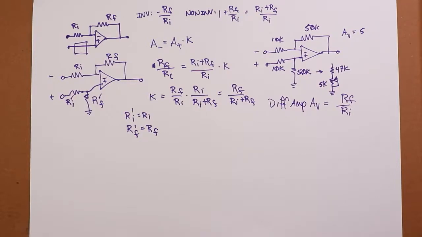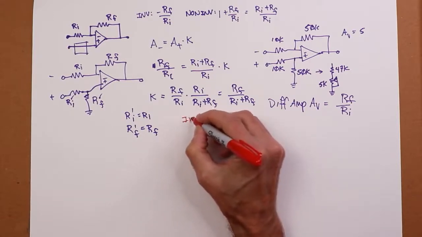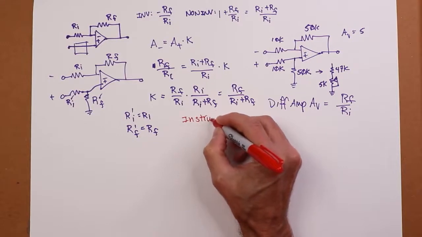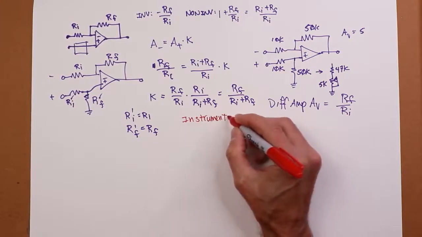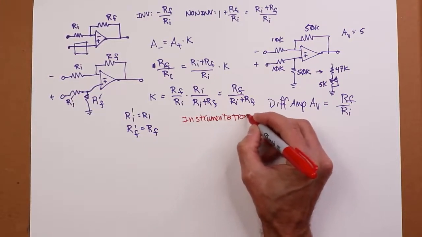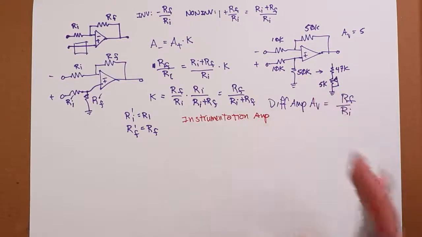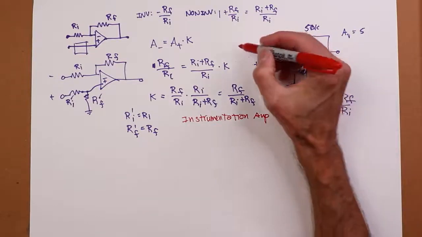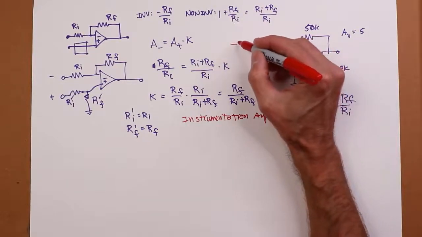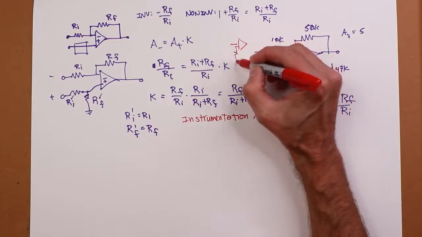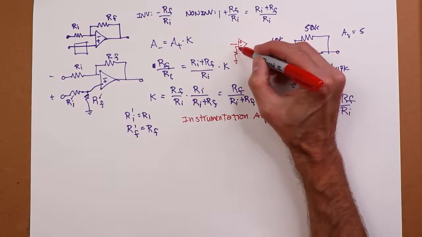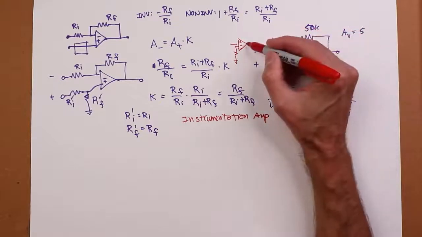Now there is a nice variation on the theme that you will see. Sort of a supercharged version of this. It's called an instrumentation amplifier. And this is used where we want very high input impedance and a lot of gain. And what you can think of is adding little gain stages. So I'm just going to sketch this in here real quick because I'm going to do a larger version of this in a moment.